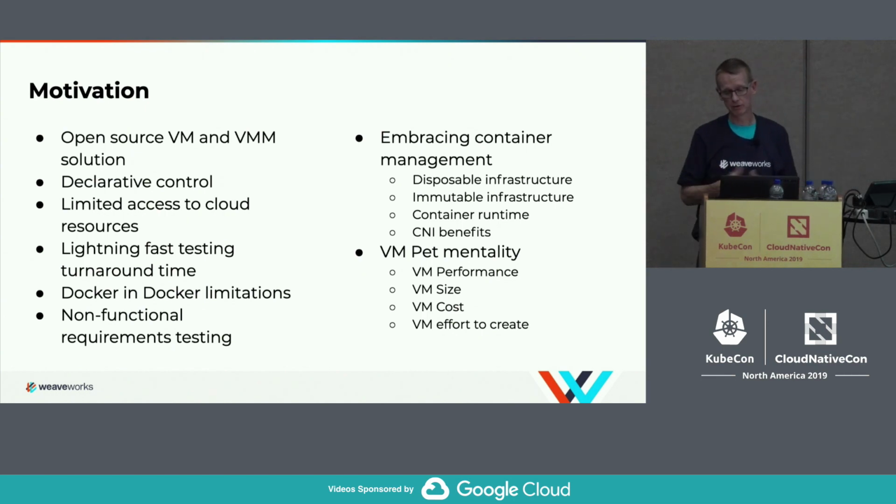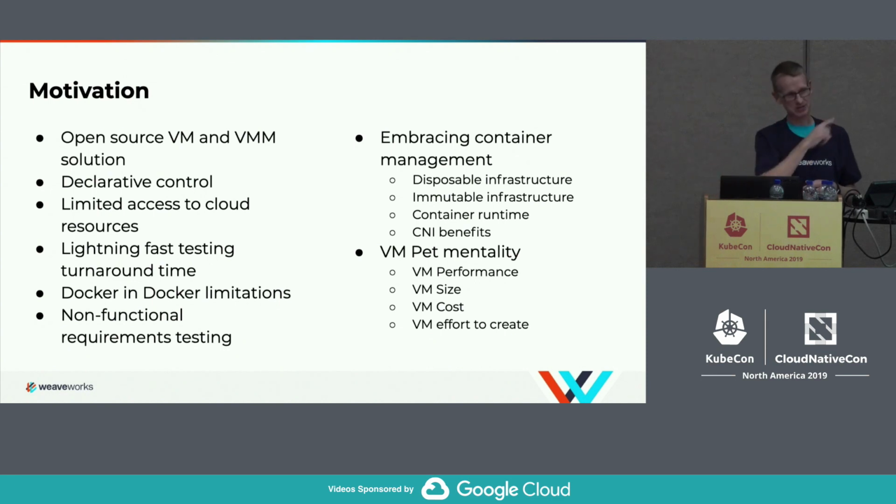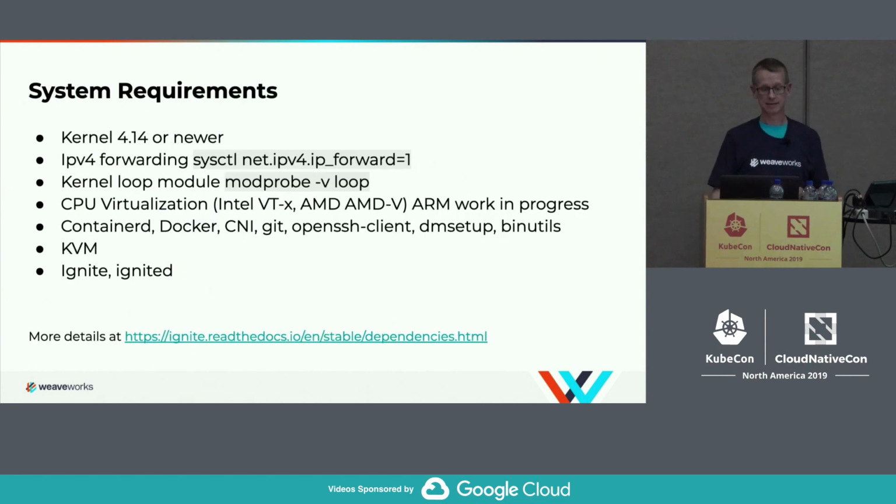I mentioned a little bit before about embracing container management. We want that disposable infrastructure. We want immutable infrastructure for your virtual machines. All of us are still, I think, hugging a little too much on virtual machines. I know I am, because I'm going to use one in my demo here shortly. But we want to get away from that. If they're easy to create and easy to reproduce, you can create them as more disposable resources. That's all better. We want to leverage container runtime and CNI benefits, and again, get away from the VM and pet mentality.